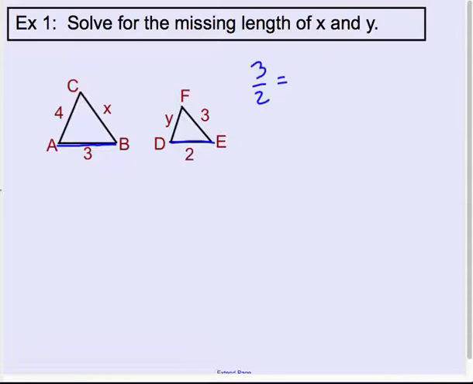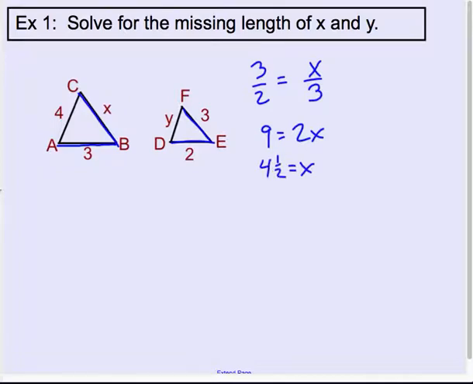Because I started with triangle ABC, that was the top number in my ratio, I have to start with x as the top number in my second ratio. And CB corresponds to FE, so 3/2 equals x over 3. Remember, to solve a proportion, we cross multiply, so 3 times 3 gives me 9. 9 equals 2 times x. So dividing both sides by 2, I get 4.5.